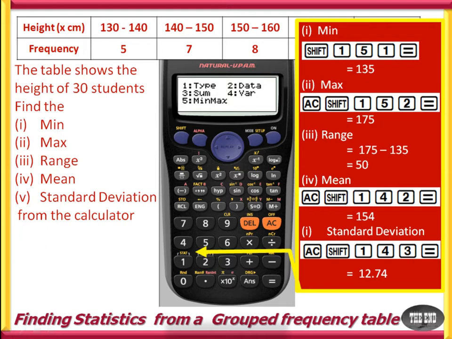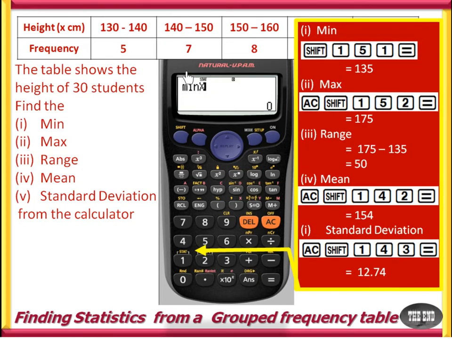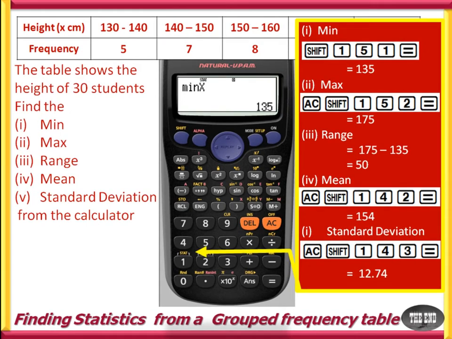When you go into that, you should have an option of number 1 being the minimum x value, number 2 being the maximum x value. So obviously to get the minimum x value, you're going to press 1. And min x should show up like this. And then you just press equals, just down here. And 135 should show up. So 135 was our minimum x value.